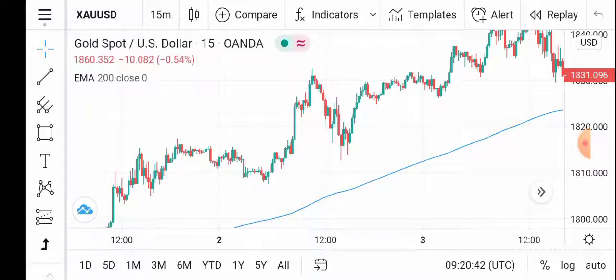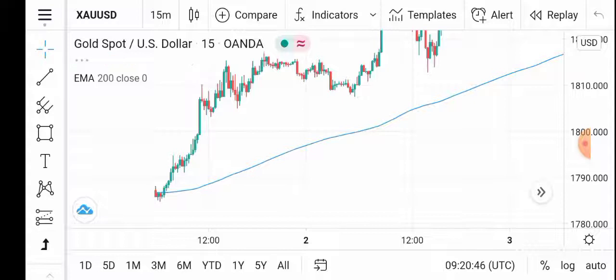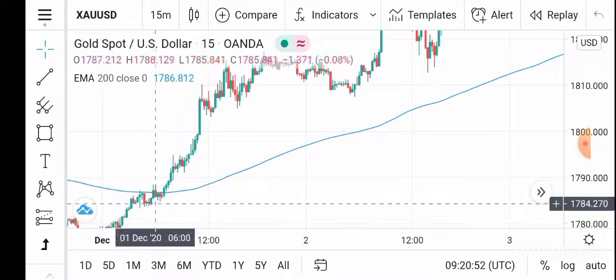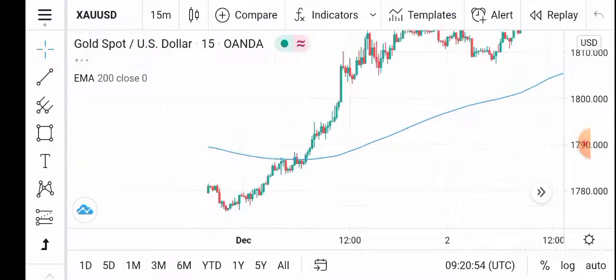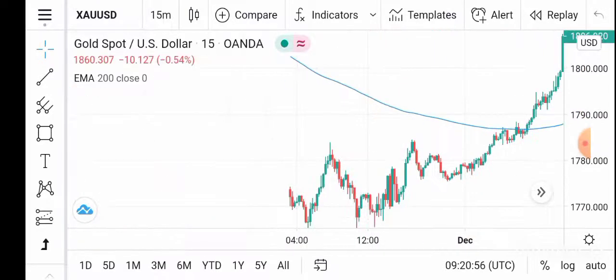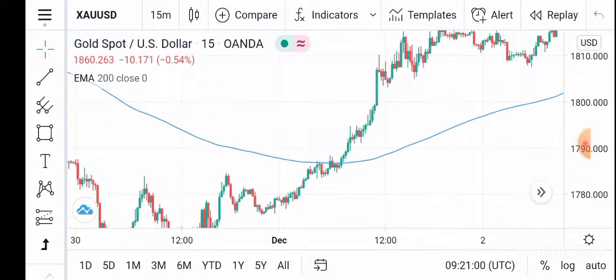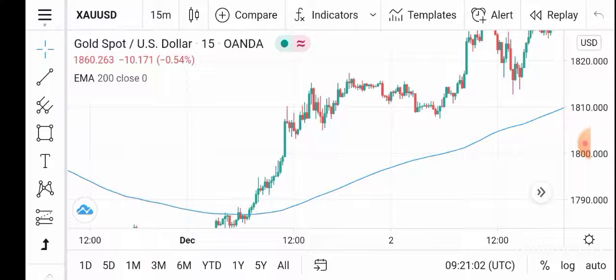So let's get started. The first thing you want to add on your chart is the 200 exponential moving average line, guys. As you can see at this point, the market broke out. The market wasn't in a downtrend, as you can see at this point. Then the market broke out and clearly became an uptrend. So what am I looking for, guys? I'm looking for a break and retest.